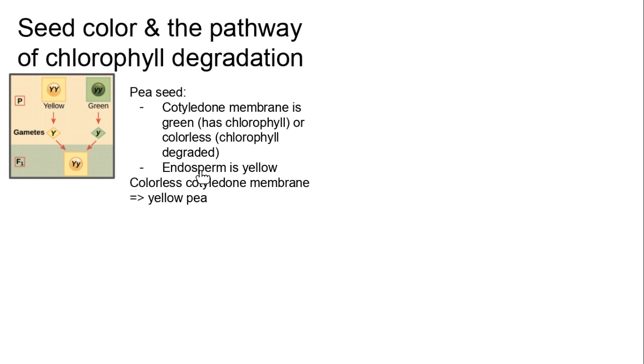And the endosperm, which is underneath the cotyledon, is yellow. So just think the endosperm is yellow and the cotyledon membrane is wrapping paper. So you either have green wrapping paper or you have colorless wrapping paper. If it's colorless, you can see the color of the endosperm, that's yellow. Okay, so this one is wrapped with colorless wrapping paper, and this one with green wrapping paper, so it will look green. So far so good?